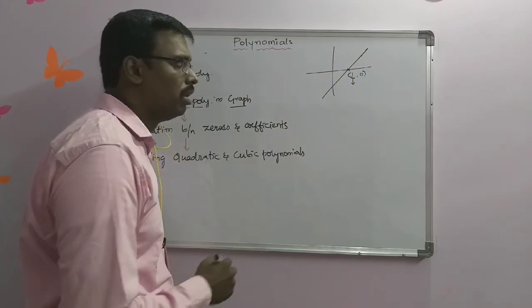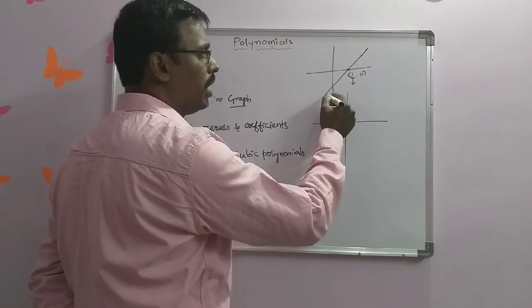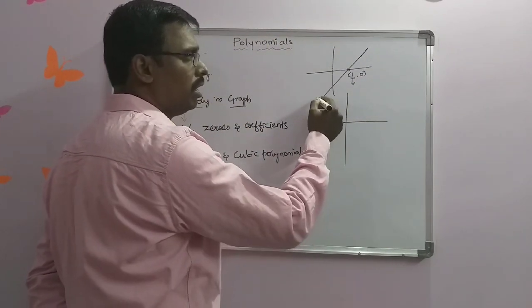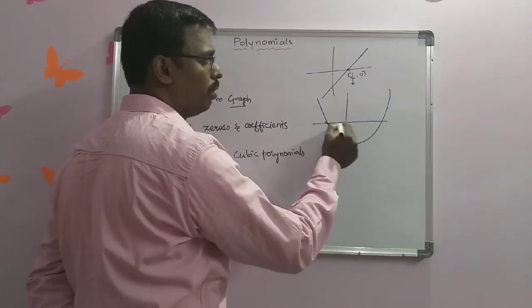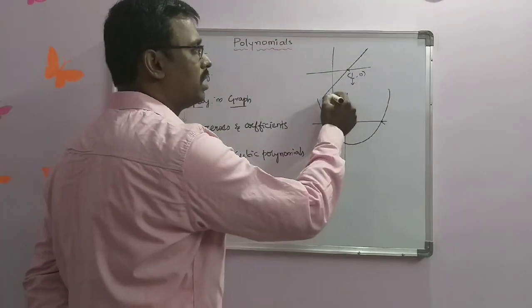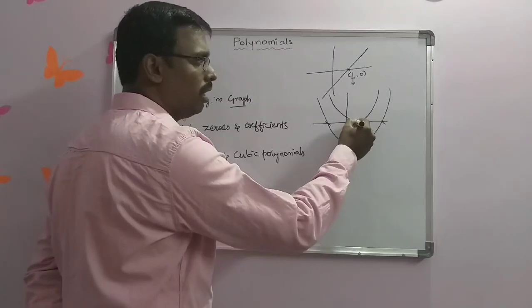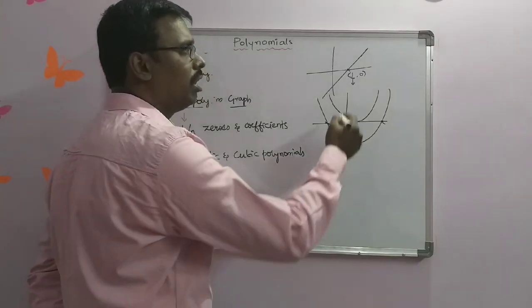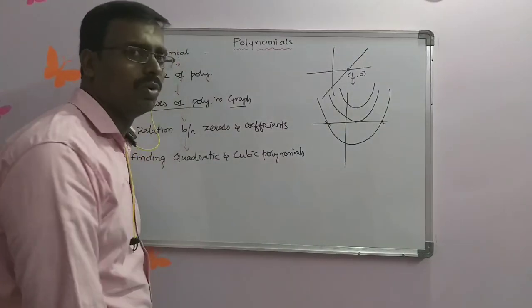So 1 zero. If it is a quadratic polynomial, we will get a parabola, a U-shaped curve. That U-shaped curve may cut the x-axis at 2 points. That means it may have 2 zeros. It may touch the x-axis at one point. That means it may have only 1 zero, or it may not have any contact with the x-axis. In that case, we'll say no zeros.